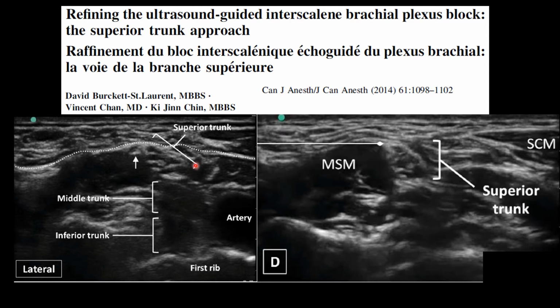You notice here that the superior trunk kind of looks more like an oval, and it has multiple fascicles within the actual trunk. So this is what the superior trunk looks like. Again, another alternative to providing very good analgesia to a shoulder surgery instead of a traditional interscalene brachial plexus block.